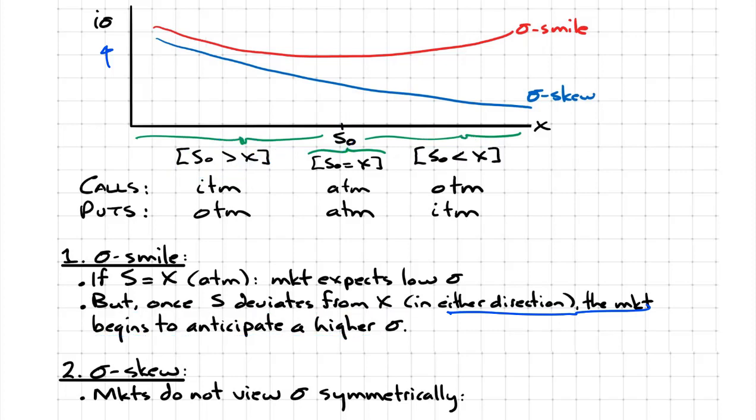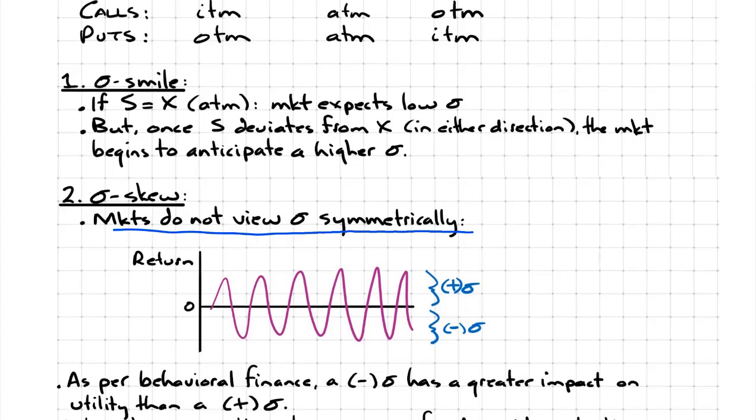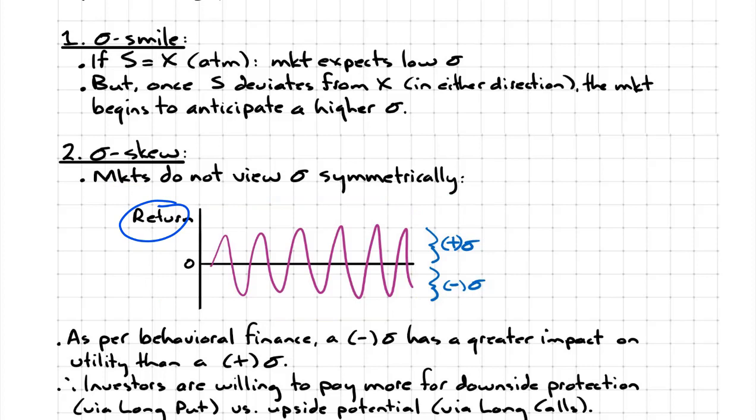So now what we're going to do is try to explain volatility skew. Here's the rationale behind volatility skew. The markets do not view volatility in a symmetric fashion. For example, look at this framework right there. This is return, and of course this oscillation is volatility. If you look at economic models, they just consider this as volatility, but they don't pay attention to the upside and downside volatility. So this would be the upside volatility, and this would be the downside volatility.